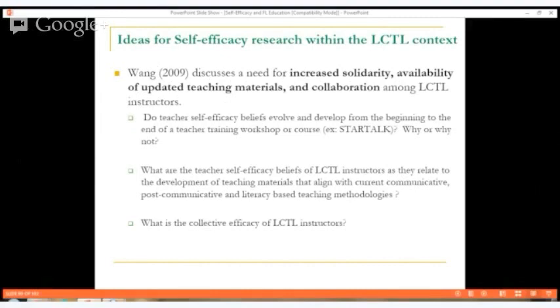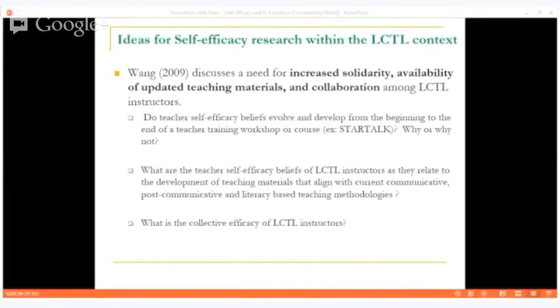Another question. Wang in 2009 discussed a need for increased solidarity, availability of updated teaching materials, and collaboration among less commonly taught language instructors. So do their teacher self-efficacy beliefs evolve and develop from the beginning to the end of a teacher training workshop or course? I talked to you previously about the STAR Talk Persian program, where we evaluated teacher self-efficacy beliefs in curriculum development at the beginning and at the end.